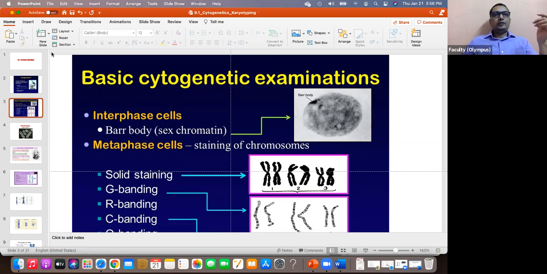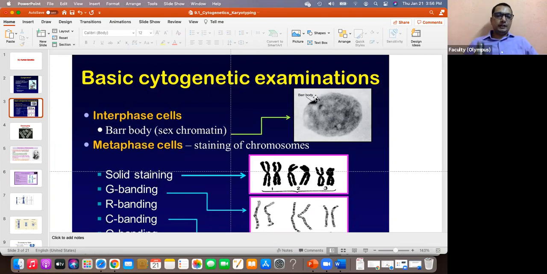So what scientists have found out is that although females receive two X chromosomes, only one of them remains active, and the other one gets inactivated. So only one of the two X chromosomes received by females is active. What happens to the second one? The second one gets inactivated, forming a structure called a bar body.